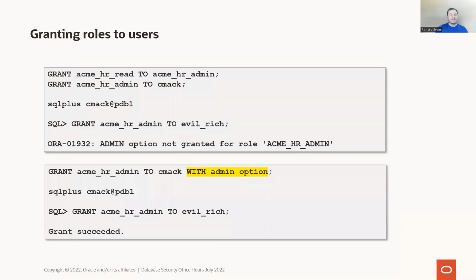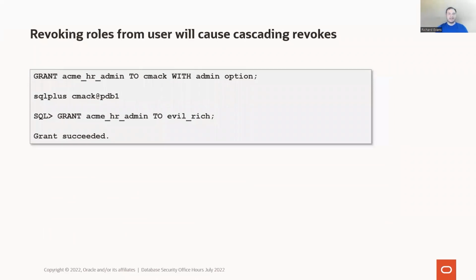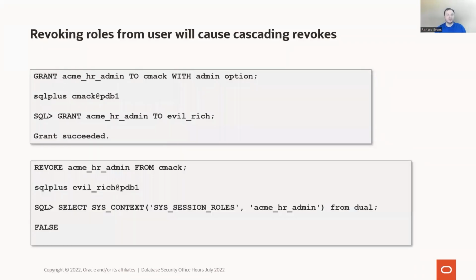So let's fix it. Grant HR admin to CMAC with admin option. CMAC logs in. Now he can give HR admin to Evil Rich. Success. Okay. Now, what happens if, let's say, CMAC leaves the organization? Right. In that example, we've done grant HR admin to CMAC with admin option. He grants it along to Evil Rich. We revoke it from CMAC because he's left the organization. I try to log in as Evil Rich. I use my syssession roles, cool new namespace that I learned.